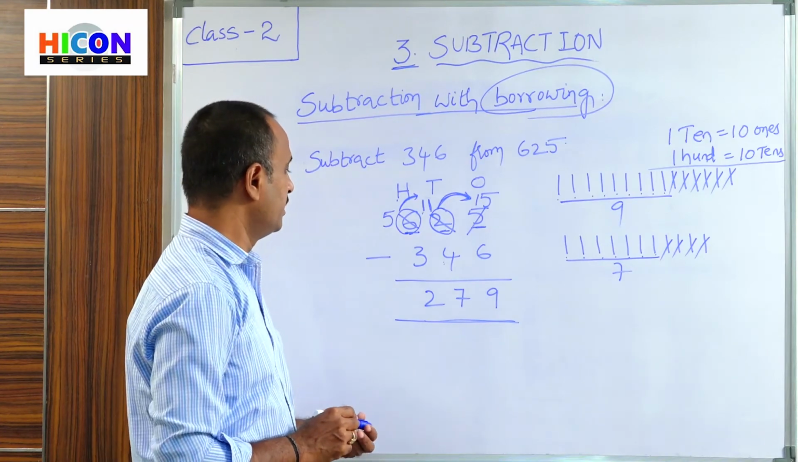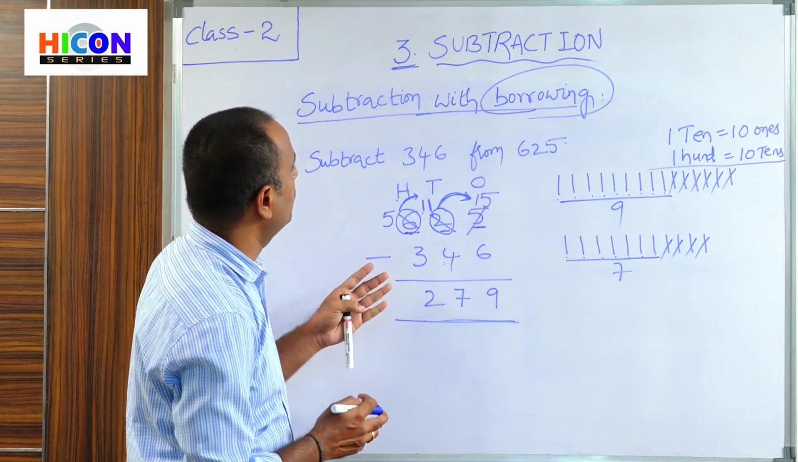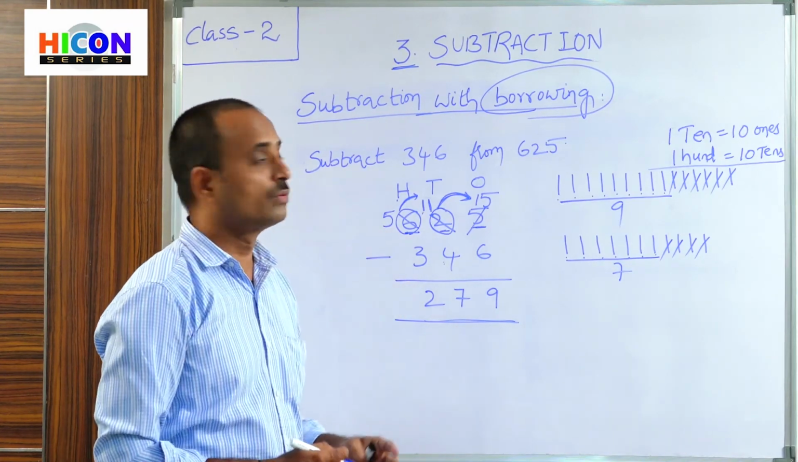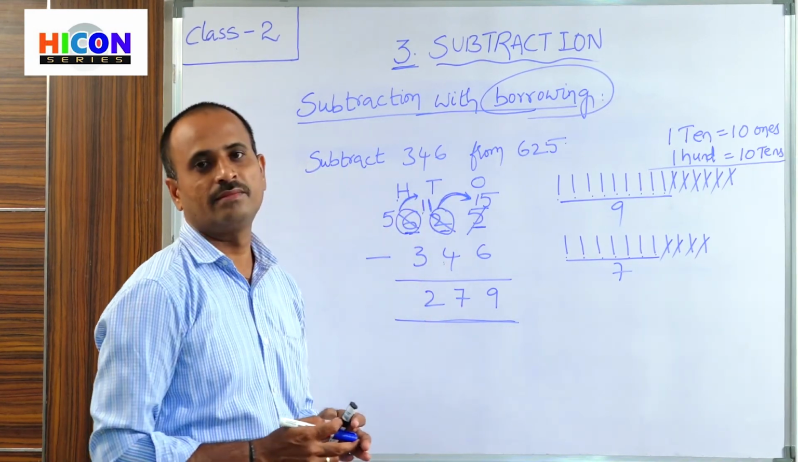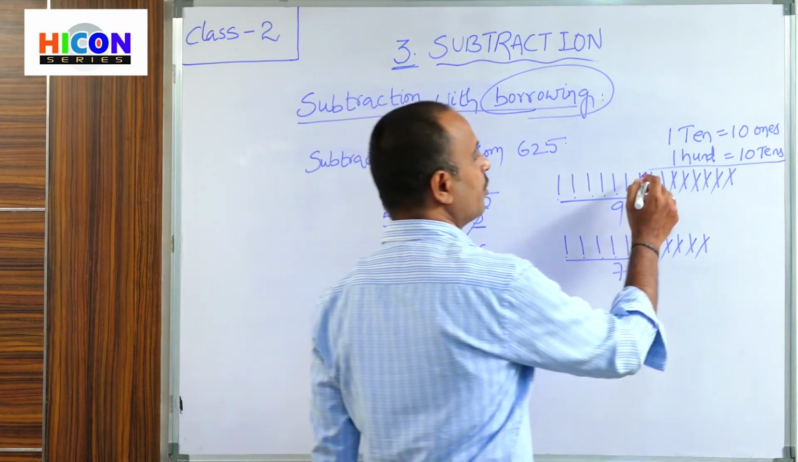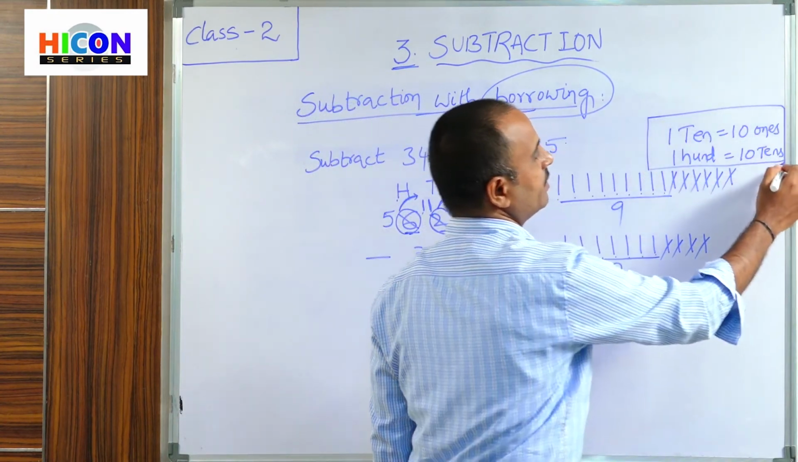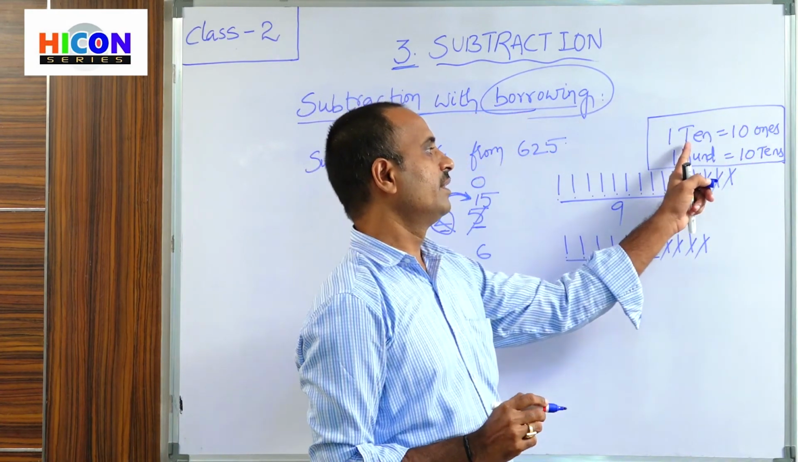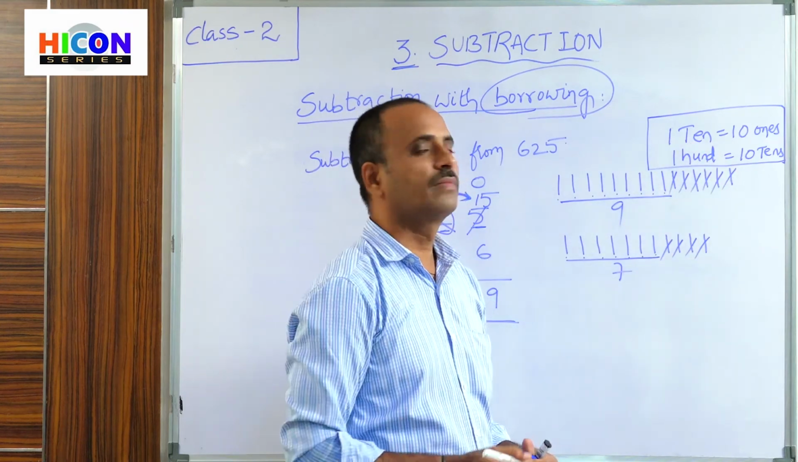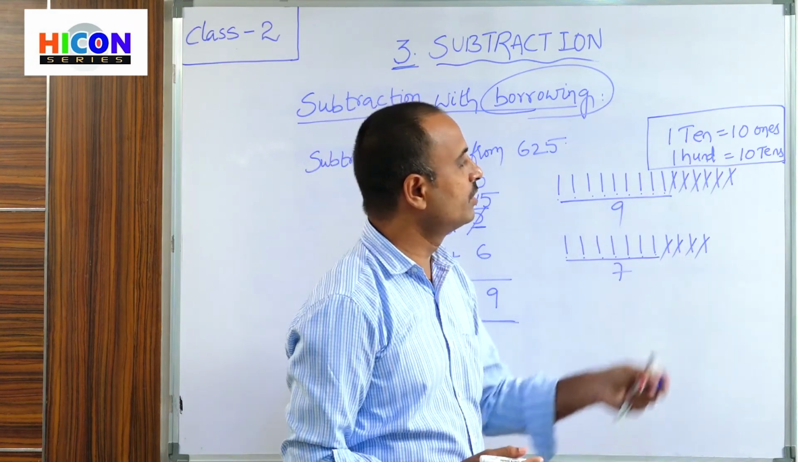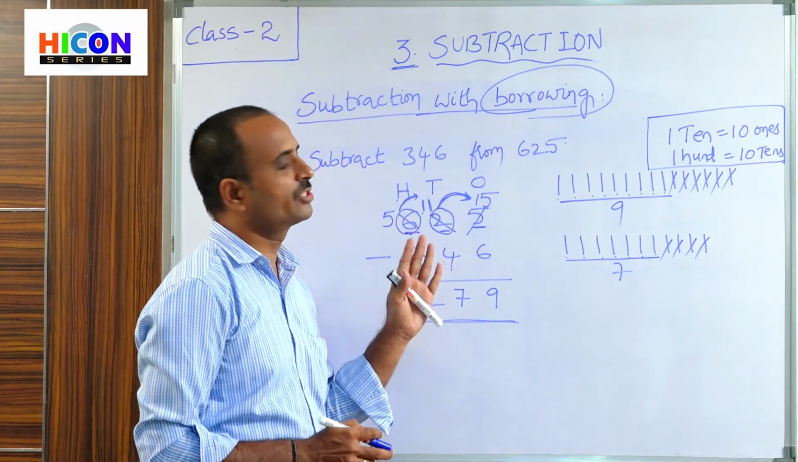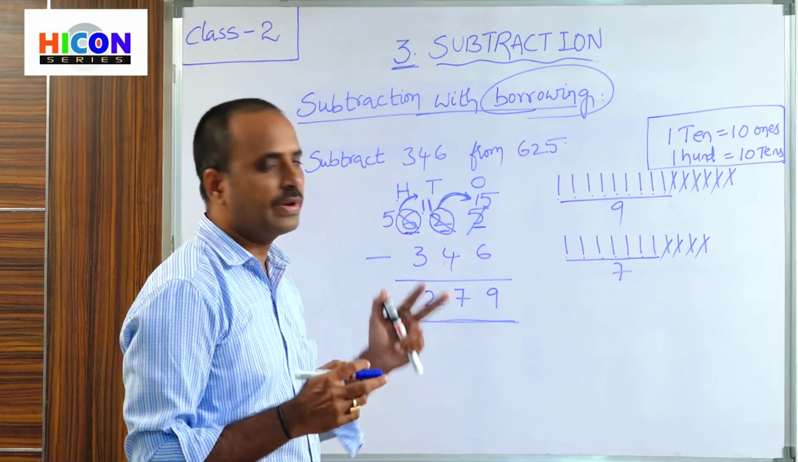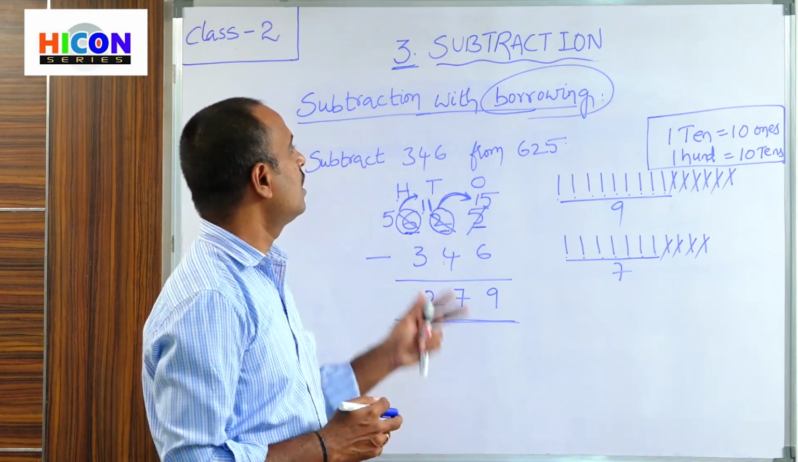So children, in this way we can subtract 2 numbers with borrowing. So this is called borrowing. So children, while borrowing, we have to remember these points. 1 ten is equal to 10 ones and 100 is equal to 10 tens. So this is about subtraction with borrowing. So let us practice some more problems on borrowing.